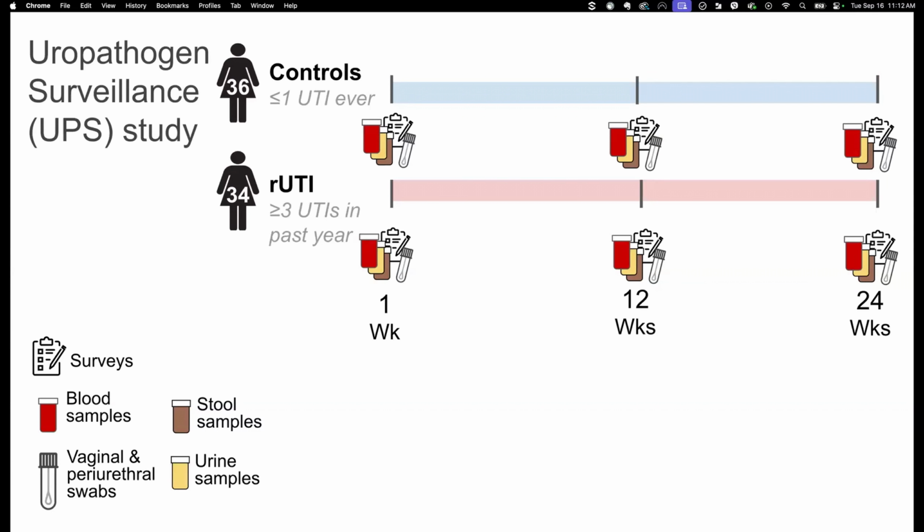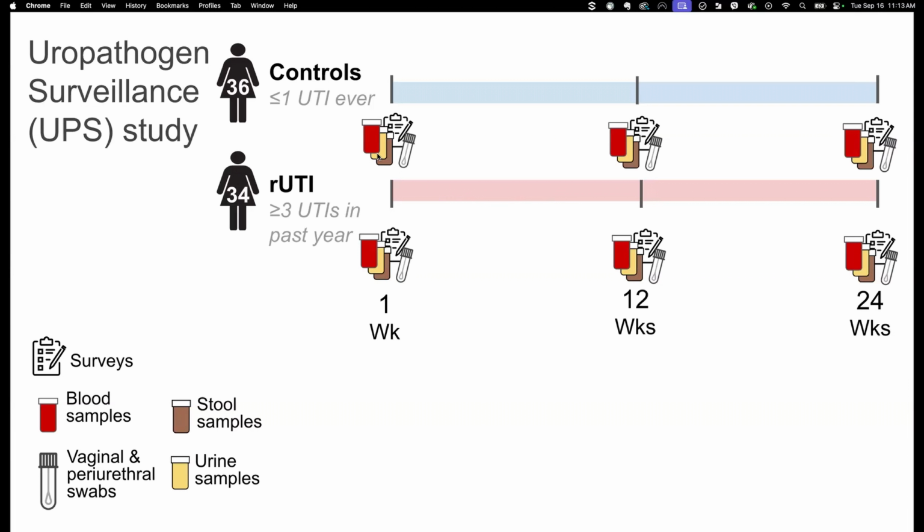To get at this question, we have a study that we call the UPS study, the Uropathogen Surveillance Study. We enrolled a total of 70 individuals in this study, roughly split between two groups: controls, women who had one or no UTIs in their lifetime, and a set of rUTI individuals who've had at least 3 UTIs in the past year, leading up to enrollment. Each of these women agreed to let us into their lives, answer lots of questions, but also provide lots of samples. Each individual was part of our study for 24 weeks.